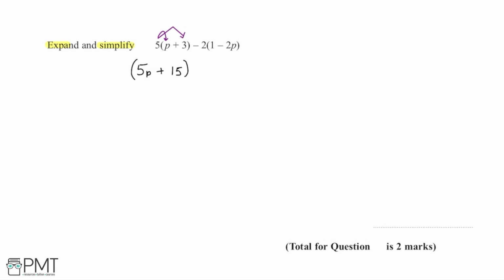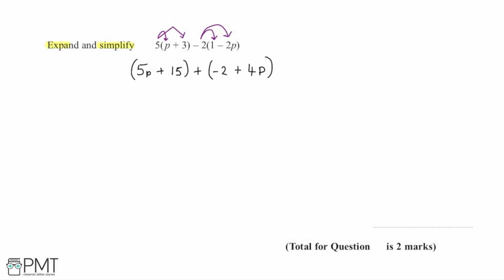And now similarly here, I have this bracket that I need to work with. However, this time we're subtracting. We have in effect a minus 2 here, which we need to multiply the terms in the bracket by. So I take minus 2 multiplied by 1, and then I need to add on minus 2 multiplied by minus 2p. So I can add on minus 2 multiplied by 1, which is minus 2, and then minus 2 multiplied by minus 2p gives me positive 4p.